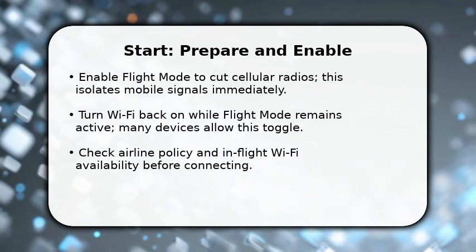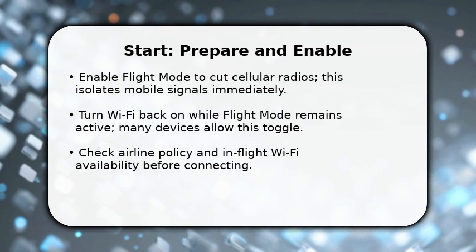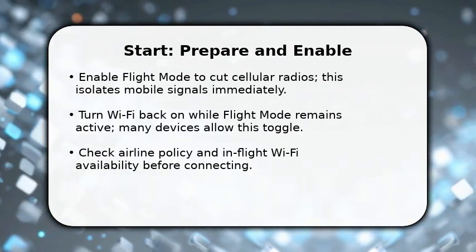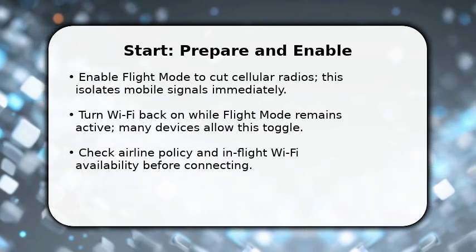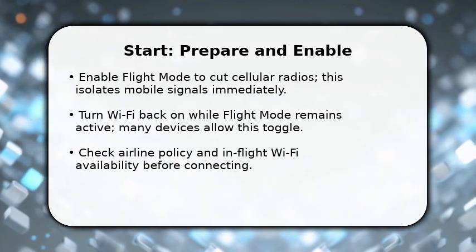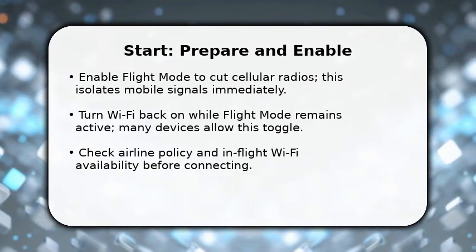Make sure the flight offers onboard Wi-Fi or allows personal hotspots. Otherwise, turning Wi-Fi on won't help. Also, verify battery saver is off so the radio can connect reliably. Once you've done that, scan for the aircraft SSID and prepare to connect.